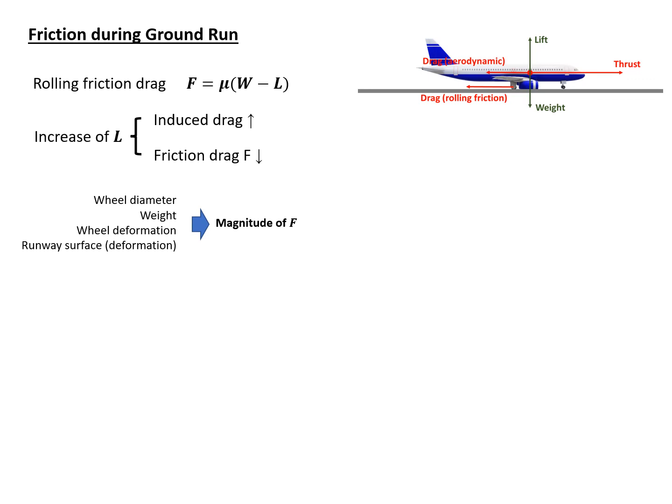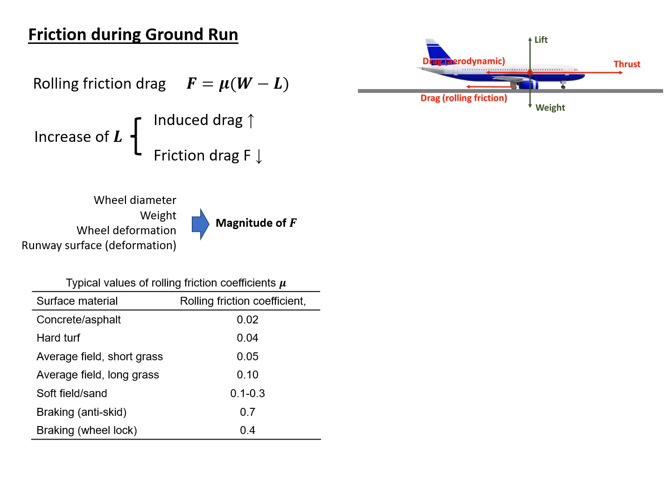Okay, and we know the magnitude of the friction drag is related with a few parameters such as wheel diameter, the weight of the aircraft, wheel deformation, and also runway surface deformation. Those four reasons, for example, will affect the magnitude of the rolling friction drag.